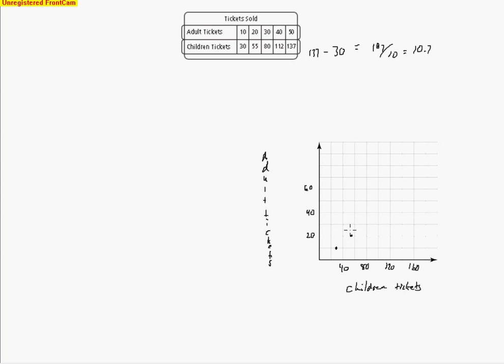And then I have 80, so 80 is right on this mark, and then I have to go up to 30, so 30 is going to be right there. And then 112, okay, so this is 100, 110 would be right in the center, so a little bit off to the right of center. And I go up to 40.